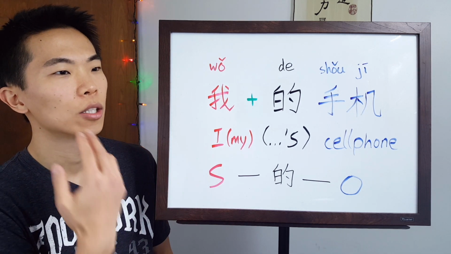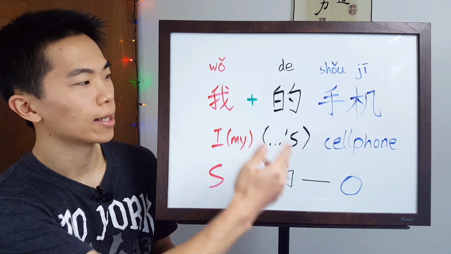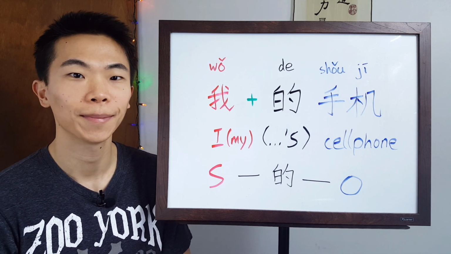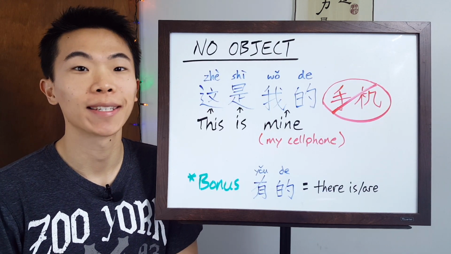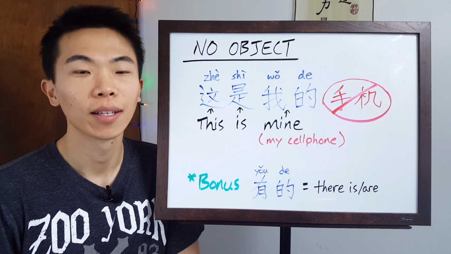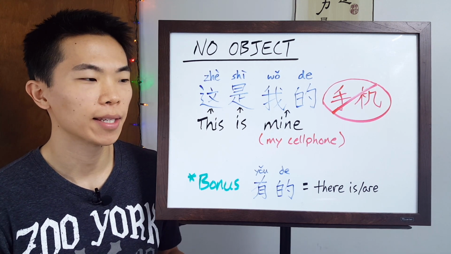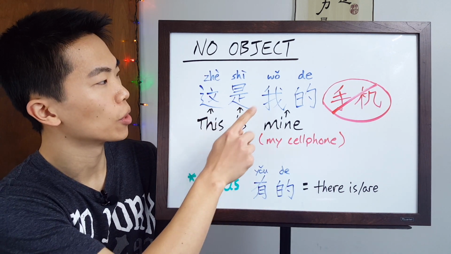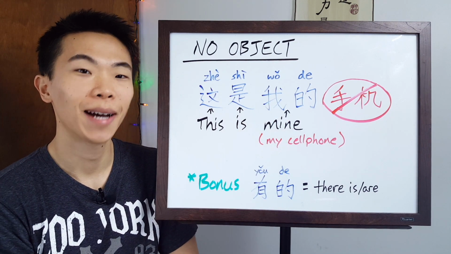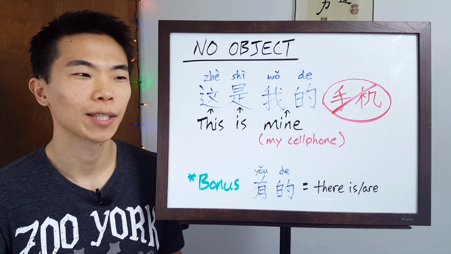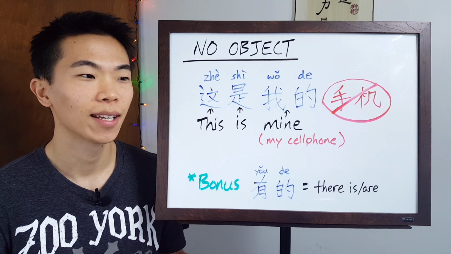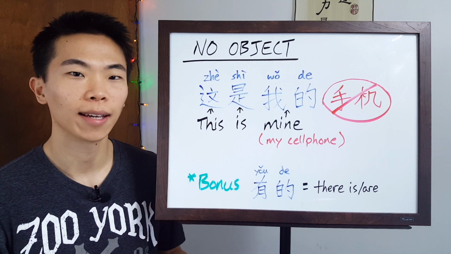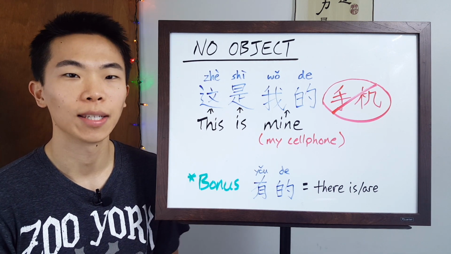For example, you can say 这是, this is 我的手机. My cell phone. This is my cell phone. 这是我的手机. You can also drop your object entirely if you want to talk about something arbitrary. So going back to our last example, this is my cell phone. If we drop cell phone, you're left with 这是我的. This is mine. Maybe you're just pointing at something, or you're not specifying exactly what is yours, or they know what it is. For whatever reason, if you need to drop your object, you can just say 这是我的 to say this is mine. This arbitrary object is mine.